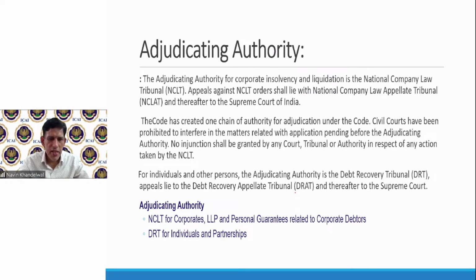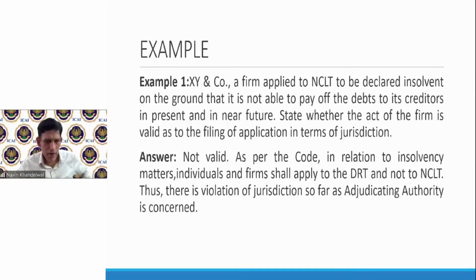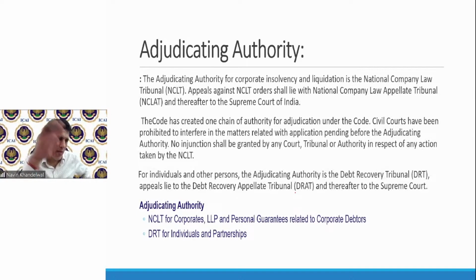So the adjudicating authority is the NCLT, where any case, any application, any legal dispute under this code has to pass through. And for individuals and partnerships, we have the DRT, Debt Recovery Tribunal. And then we have the Appellate Tribunals, NCLAT and DRAT. And thereafter, there's the Supreme Court, which means there is one missing element in this whole hierarchy structure. That means there's no role of the High Court. So directly from the NCLAT, we can go to the Supreme Court, which actually gives you certain breathing space in terms of the time taken to resolve the matter.